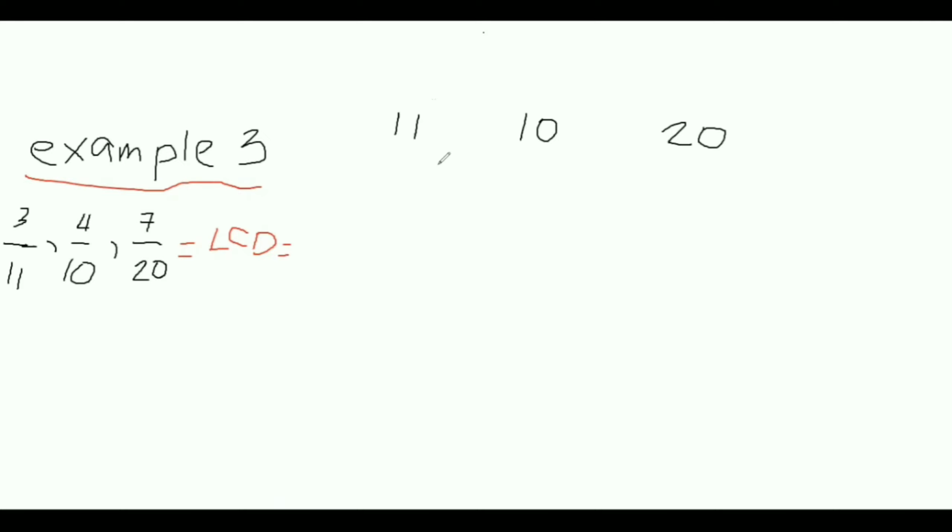Kapag ganyan, huwag nyo nang pahirapan ang sarili nyo. Kasi prime number na yan, so wala ka nang dapat na i-factor. So, proceed ka na kaagad dito sa pangalawa. Kung dalawa lang silang halimbawa, imumultiply mo na silang dalawa. So tayo, dahil tatlo yung halimbawa natin, ifa-factor pa natin to.